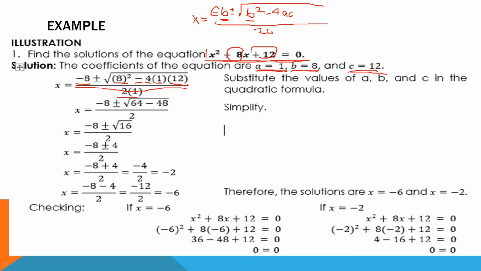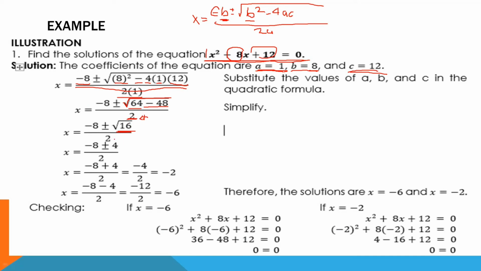And then, let us simplify. First, we simplify what is inside the parenthesis. So, 8 squared is equal to 64. And then, negative 4 times 1 is negative 4. And negative 4 times 12 is equal to negative 48. So, minus 48. And then, 2 times 1 is equal to 2. Then, next is to simplify the radical. So, 64 minus 48 is equal to 16. Since we have nothing to simplify in the denominator, we just copy it.